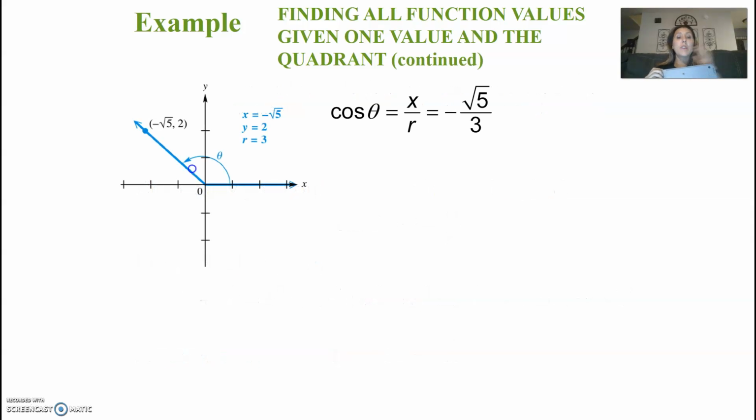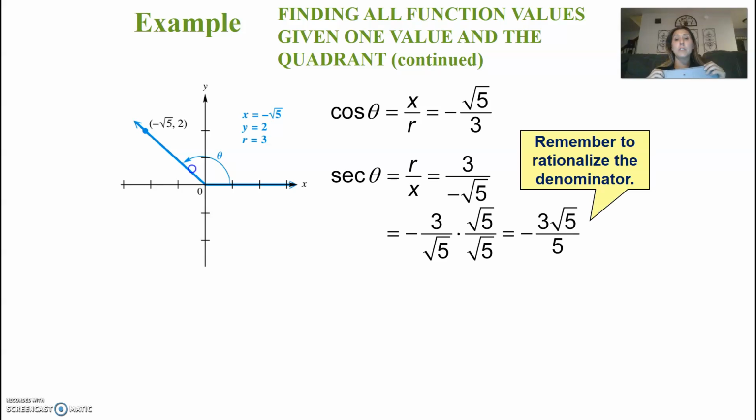Alright, so continuing on this problem, we are going to go ahead and draw it. So we said it was going to be in quadrant 2. We went ahead and drew it. We know that the cosine of theta is going to be x over r. And since now we know what all 3 are, we know what our x is, we know what our y is, and we know what our r is, we're going to be able to put all 6 trigonometric functions. So remember secant, you have to rationalize that denominator.